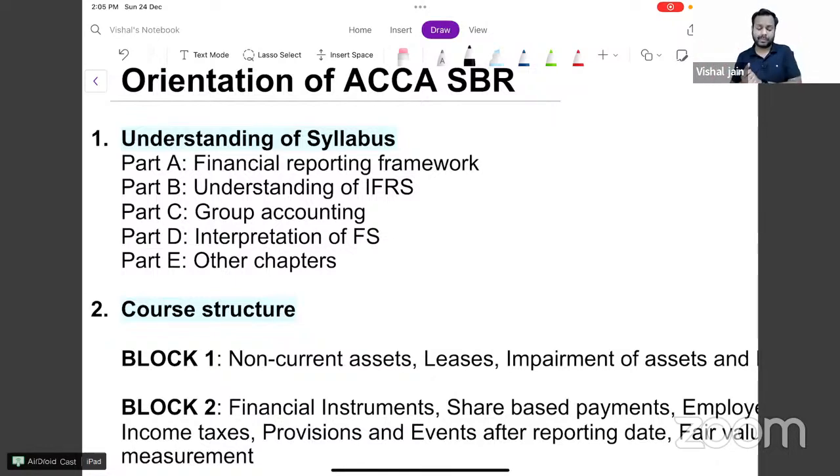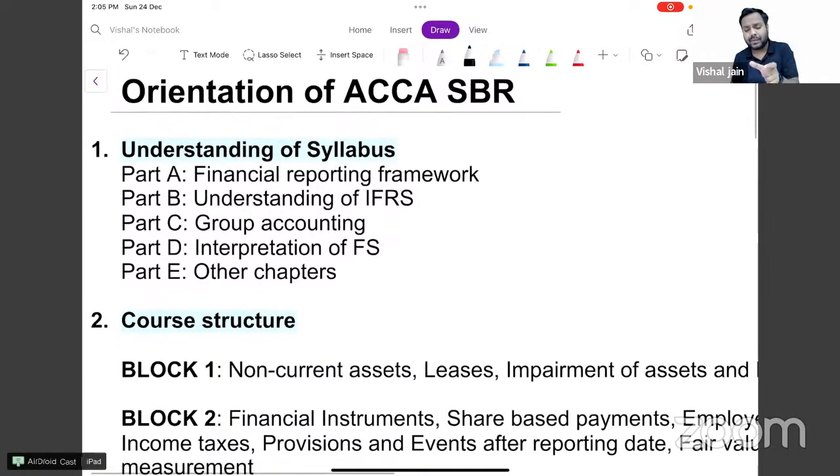Now, what happens here is, in understanding of IFRS, the intent of the ACCA examining team is to help you understand what should be the accounting treatment of any particular transaction. Further, they also want you to understand why there is this accounting treatment mentioned in the accounting standards. So they not only want you to know what is given in the standard, they also want you to know why it is given in the accounting standard this way.